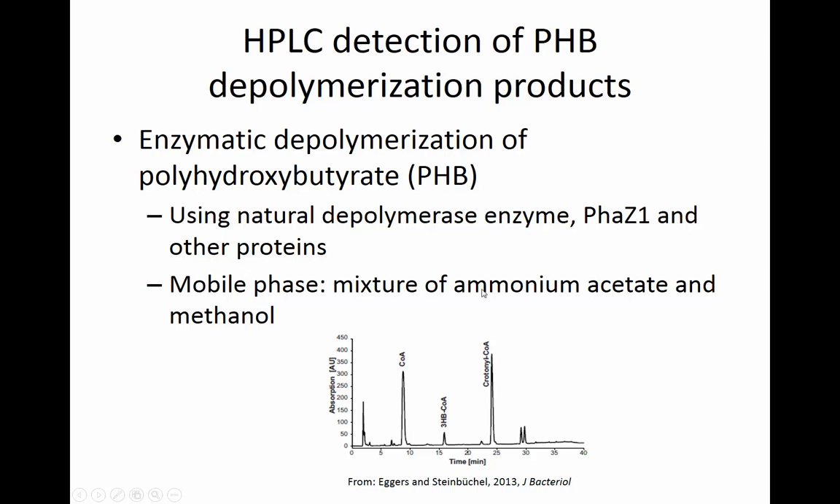So we're looking at the mobile phase, which is a mixture of ammonium acetate and methanol. And what we see here is we get some CoA in the mixture. We get this 3-HB-CoA, which is the monomer of polyhydroxybutyrate. And we also get this crotonyl-CoA, suggesting that when PHB is depolymerized, it usually comes off in the form of crotonyl-CoA.